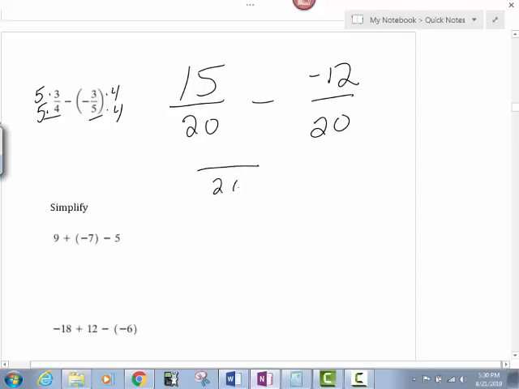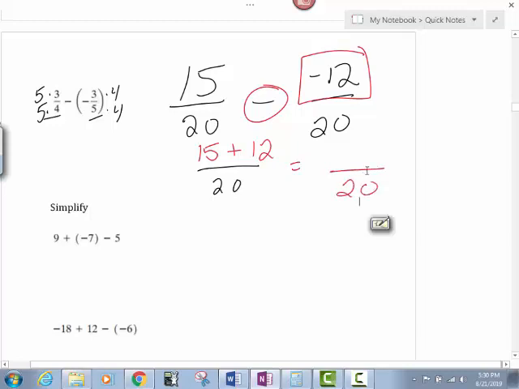Okay. So now let's go through our process. Remember, the first number does not change. That minus sign becomes a plus. We then find the opposite of a negative 12, which is a positive 12. Okay. And 15 plus 12 should give us a total of 27. Okay.